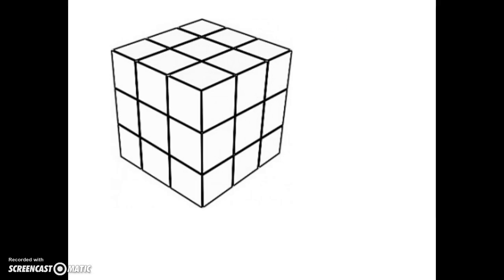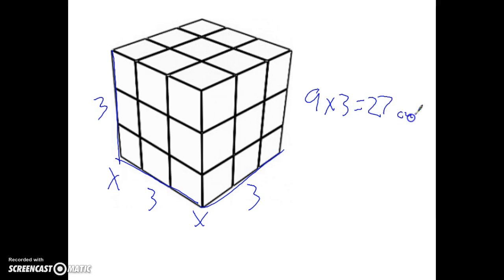Here's another one. Find the height first. There's 3. Go across the bottom. There's 3. Go across this other part of the bottom. There's 3. So I got 3 times 3 times 3. 3 times 3 gets me to 9. 9 times 3, I get to 27 cubic units.